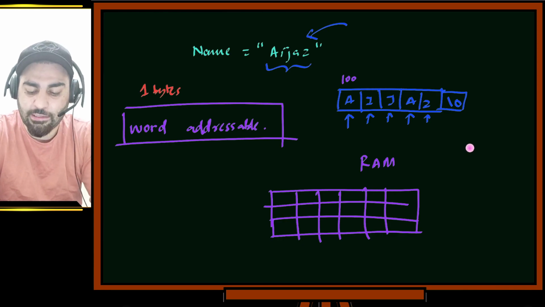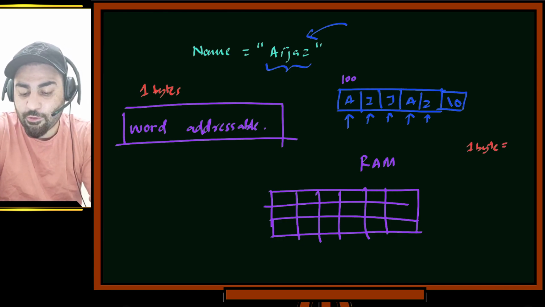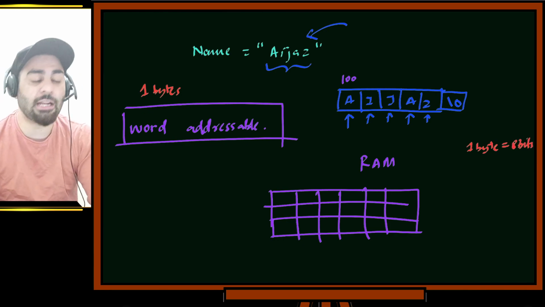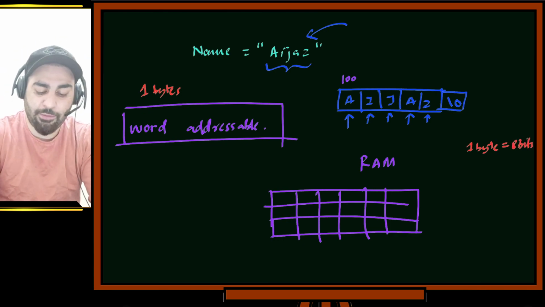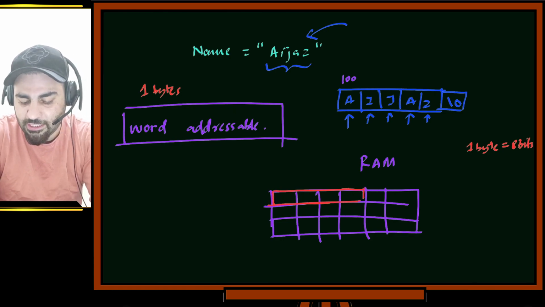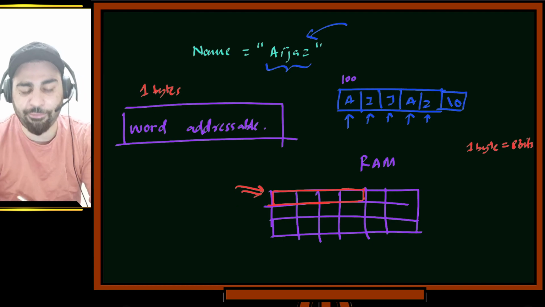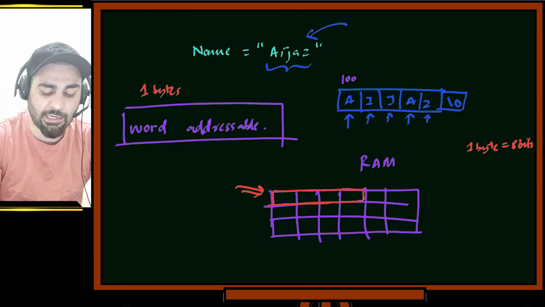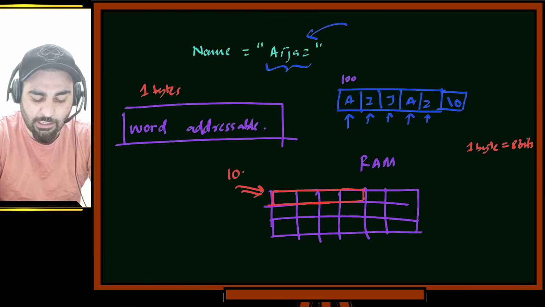So 1 byte is equal to 8 bits. I'm saying that memory is word addressable. By that I mean, let's suppose these are my 8 bits. Let's say each block is of 2 bits. This is my 8 bits, and this will be given one name. It will be given one address, and this address will be, let's suppose, 100.